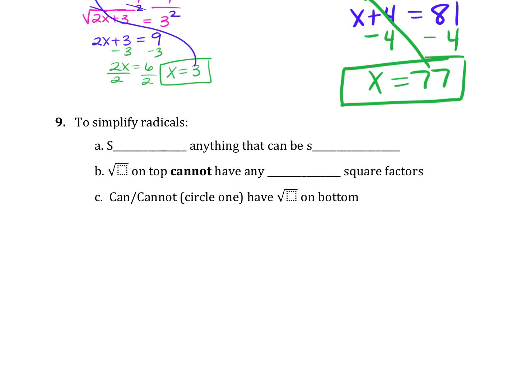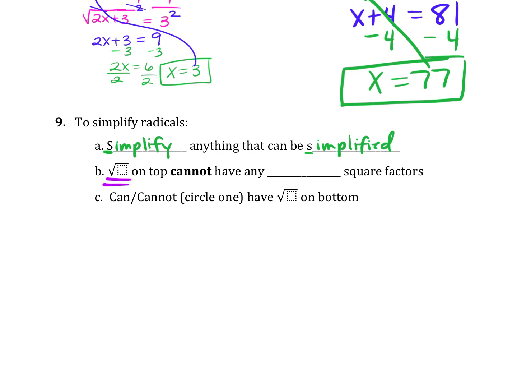So the first one, it says, in order to simplify radicals, we want to, starts with an S, simplify anything that can be simplified. Okay, so if you can divide 2 parts by the same number, divide those parts by the same number. If you can combine like terms, combine like terms. Anything that can be simplified, you simplify. Okay, that's number 1.